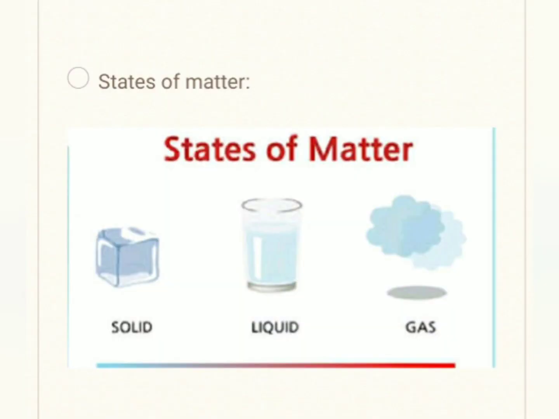But in actual, states of matter are three types: solid, liquid, and gas. But there are also two other states of matter, that is plasma and Bose-Einstein condensed state. But we consider only three states of matter: solid, liquid and gas.